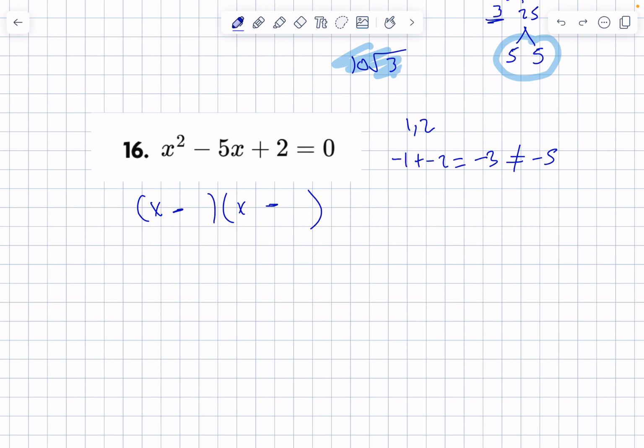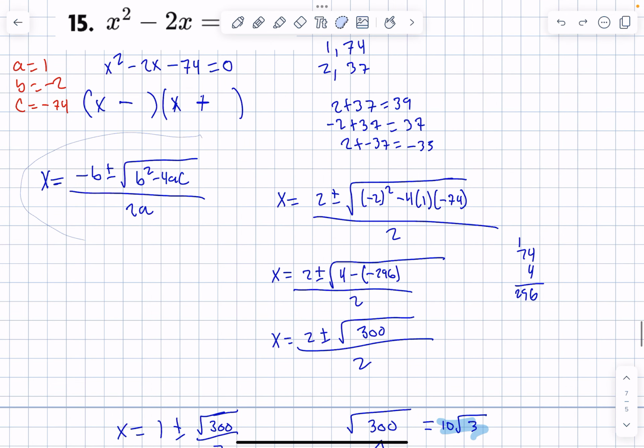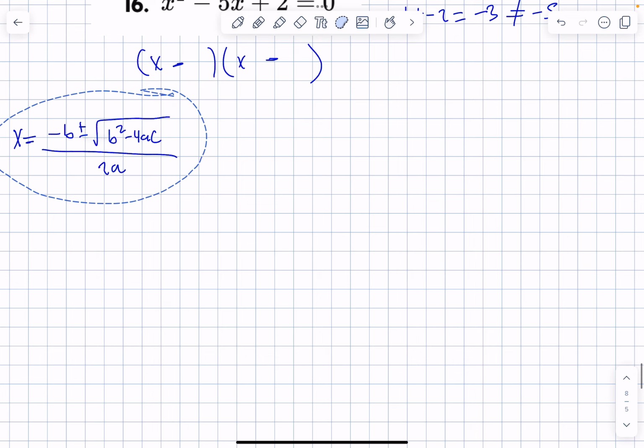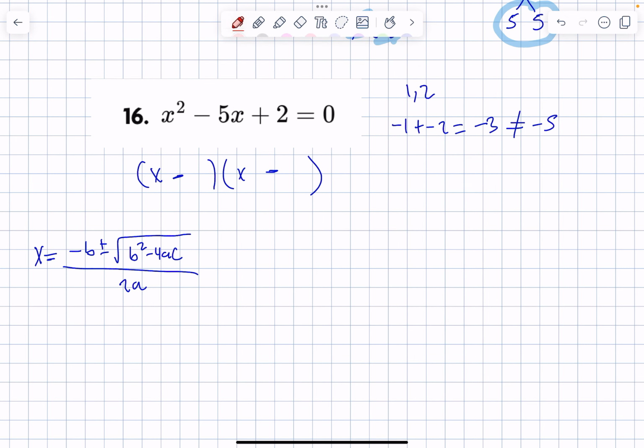So that means we have to use our quadratic formula. Let me go ahead and bring this down. Copy, paste this, perfect. And then let's identify our variables. So what is A here? A here is just 1. B is what? Negative 5. This entire thing here is my B. And then C is just 2.